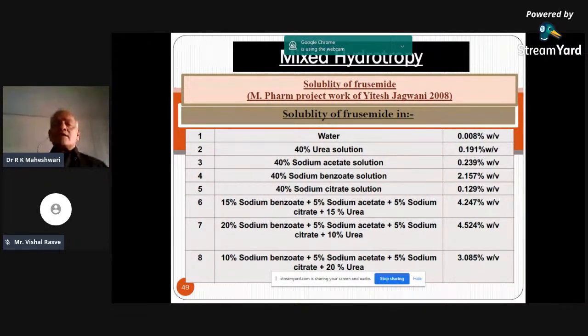Actually, I have not given here the reference, but this paper is also published. If you put these words, Hitesh Jagwani, mixed hydrotropy, and furosemide, on Google search, you will get a full paper. I'm sorry, I could not give the reference here. I think this was the last slide. Okay, this was something about the mixed hydrotropy.